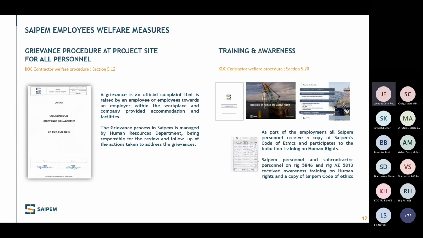Training and awareness. As part of the employment, all SAIPAM personnel receive a copy of the SAIPAM Code of Ethics and practice, with the induction training on human rights. SAIPAM personnel and subcontracted personnel on Rig 5913 and Rig 5946 received awareness training on human rights and a copy of the codes of ethics.